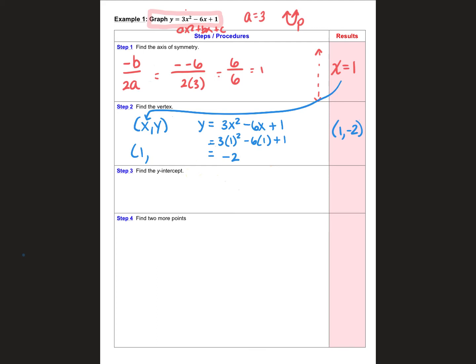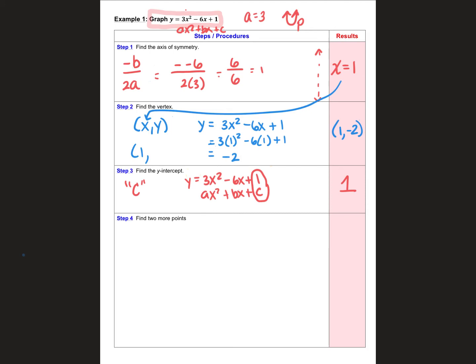The y-intercept is the c value, which in this case, if you look at the original equation, 3x squared minus 6x plus 1, that's ax squared plus bx plus c. The c value is always going to be that last number that doesn't have a variable, so it is 1. The y-intercept is 1.